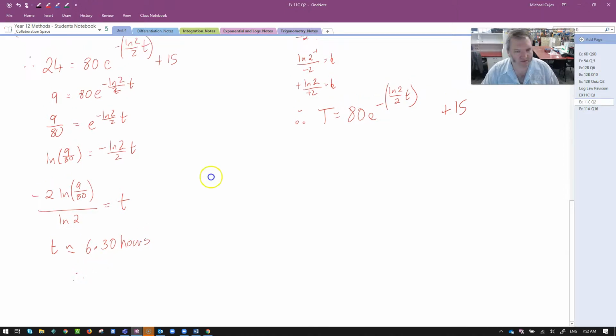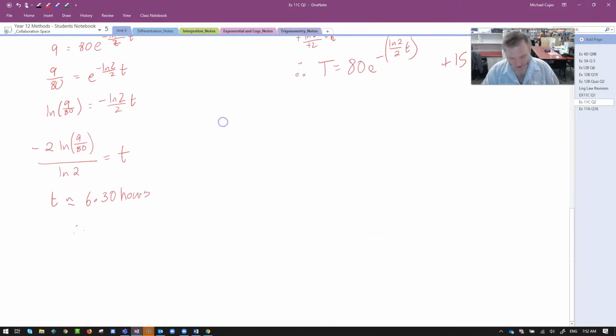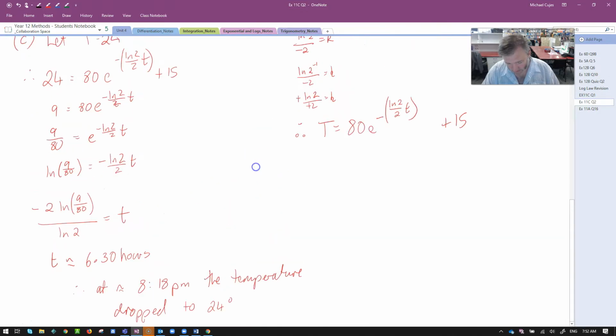Does it say when, or does it say after how many hours? At what time? So 2 p.m. plus 6.3 hours, that's going to be 8, and 0.3 of an hour is 18 minutes, isn't it? So at approximately 8:18 p.m. the temperature dropped to 24 degrees. I think that was what we were working with, wasn't it?